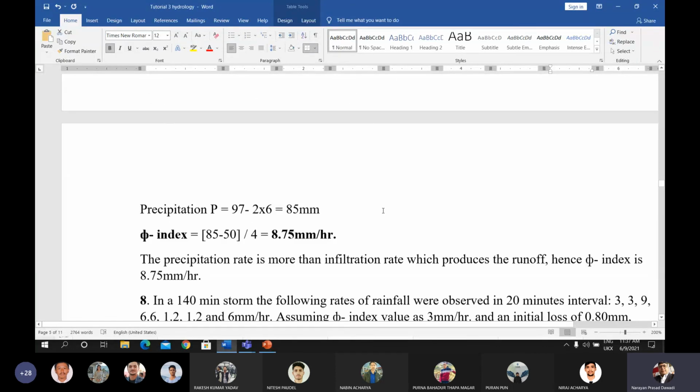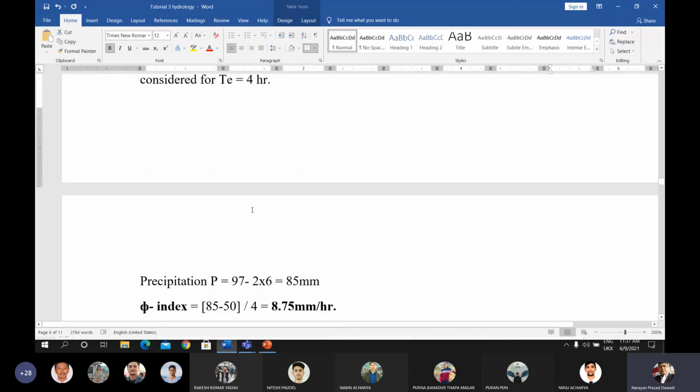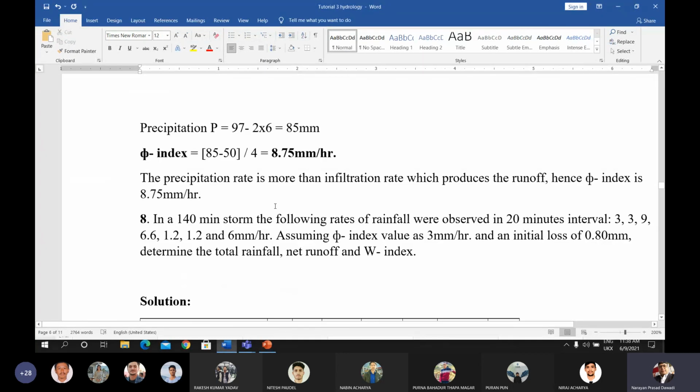Now the phi index calculated will be 85 minus runoff, which is calculated as 50 already, divided by the time of excess rainfall TE. The original T is not utilized here; the new T is utilized for calculating the phi index. P minus R divided by TE gives the value of 8.75 mm per hour.